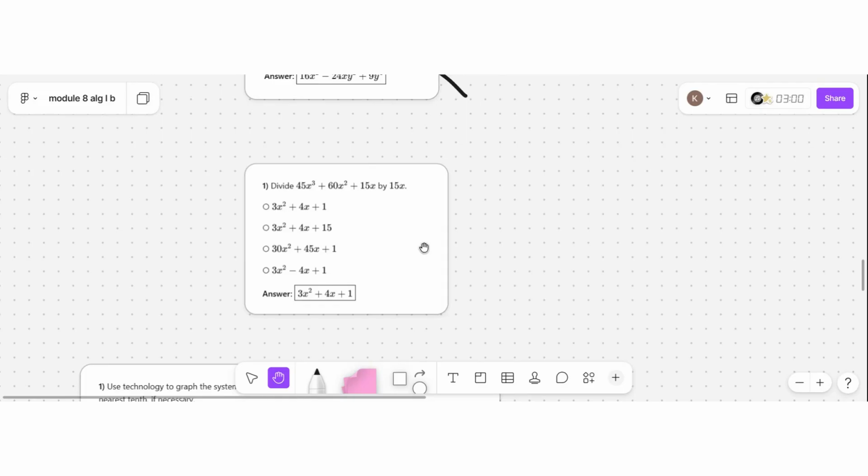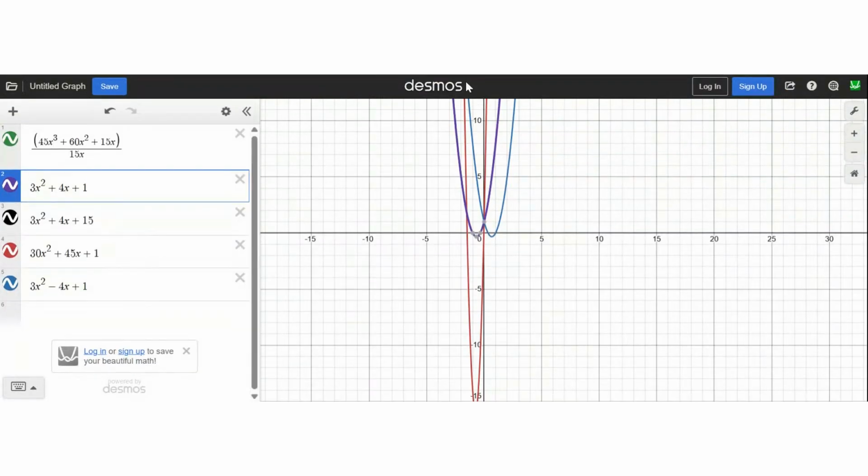The first one we're looking at says divide 45x squared plus 45x cubed plus 6x squared plus 15x divided by 15x. So what we're going to do is plug that into Desmos along with the four possible answers. To plug it into Desmos, you're going to have to plug it in like this. So go ahead and pause and practice typing this in.